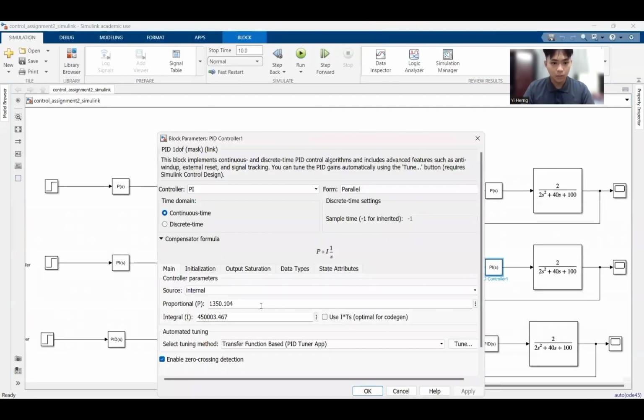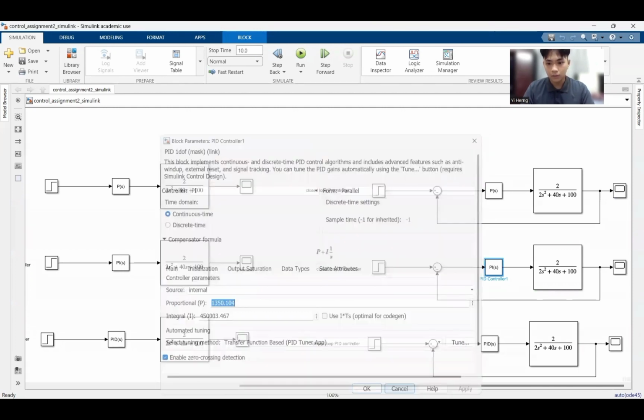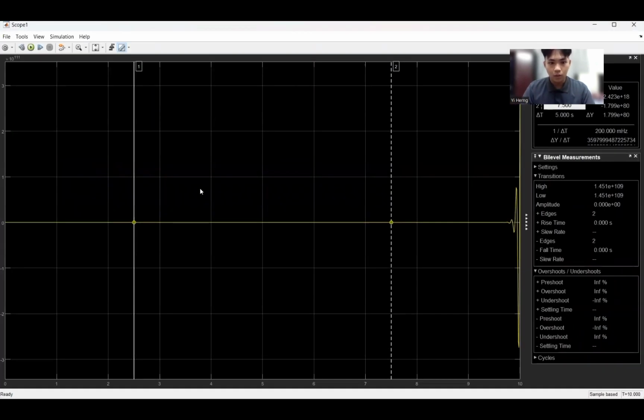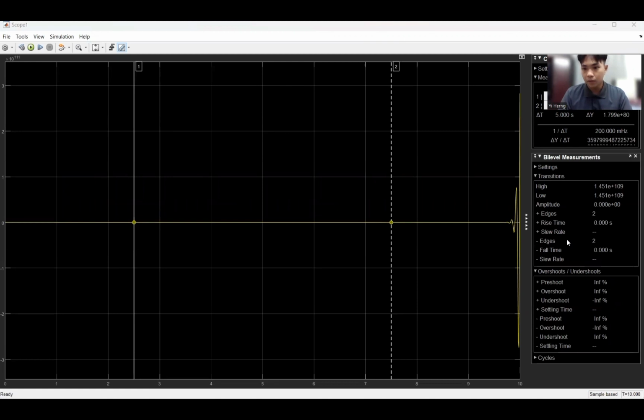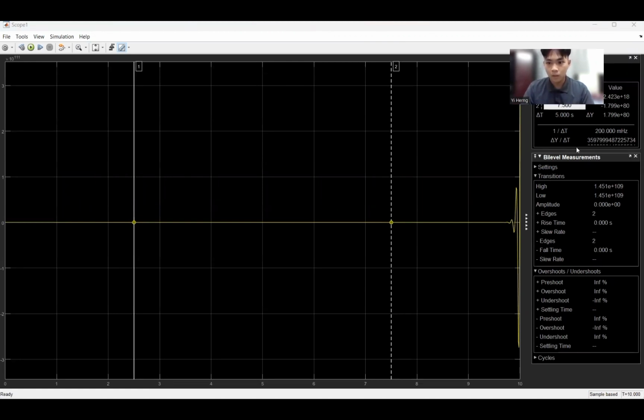The next is the PI controller. We calculated it manually, same. The proportional gain is 1350.104, and the integral gain is 45003.467. The scope shows it is quite unstable. The overshoot is infinity, and there is no rise time.